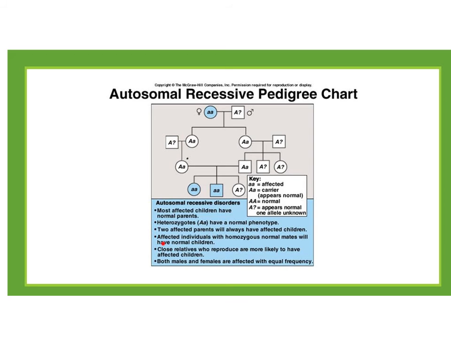Affected individuals with homozygous normal mates will have normal children because it's like this one, right? If the parent has the dominant allele that's not the disorder, then the kids will automatically get that dominant. And then close relatives who reproduce are more likely to have affected children, right? It's these 2. It's more likely that within the family you're going to carry that recessive trait, all because of grandma up here. So odds go way up. If you reproduce, you're both going to give that recessive trait. And then both males and females are affected with equal frequency.